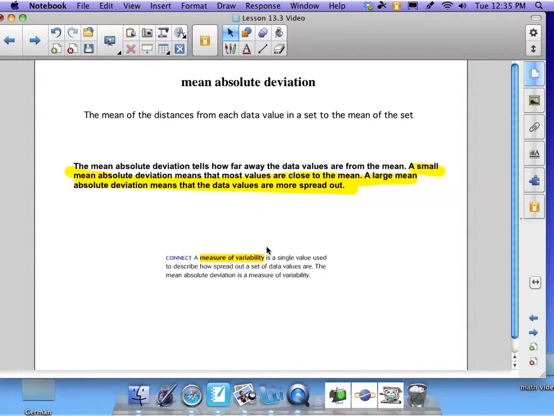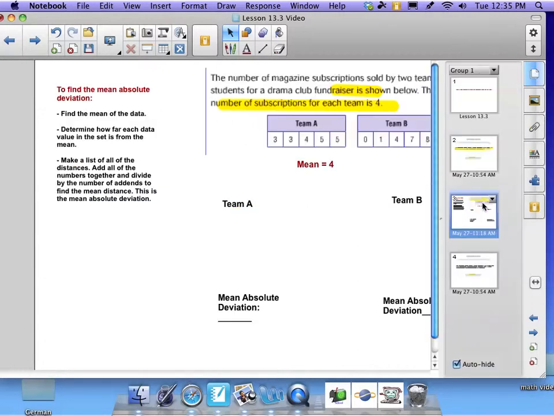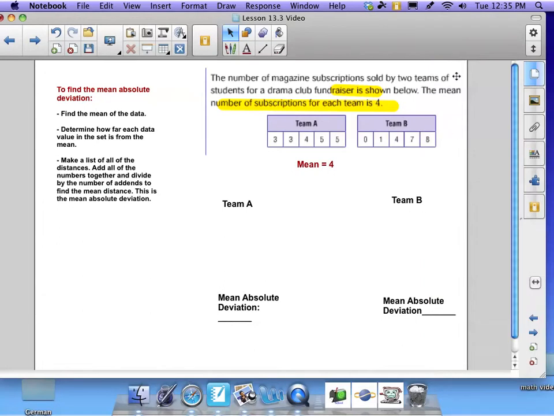Okay, the mean absolute deviation is a measure of variability. It's a single value used to describe how spread out a set of data values are. Okay, so let's look at an example here. The number of magazine subscriptions sold by 2 teams of students for a drama club fundraiser is shown below. The mean number of subscriptions for each team is 4.